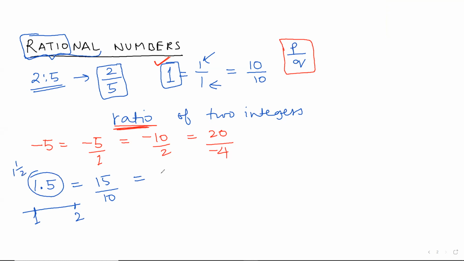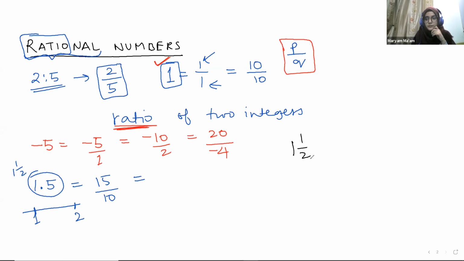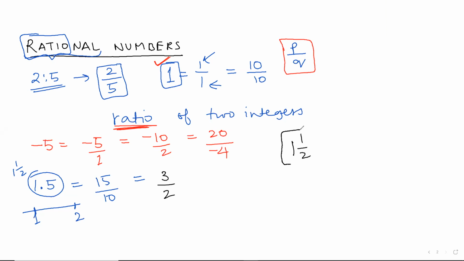Yes, ma'am. So 1.5 is a mixed fraction. How can you convert this into an improper fraction? What will it become? Ma'am, 3 upon 2. Right, 3 upon 2, right? So if anyone has any doubt, you can always be free to ask. All right, don't hesitate. So everyone's clear, right? How we got 3 upon 2? Yes, ma'am.